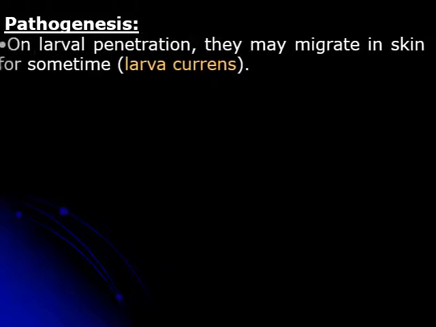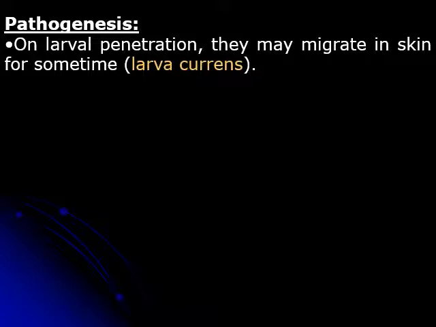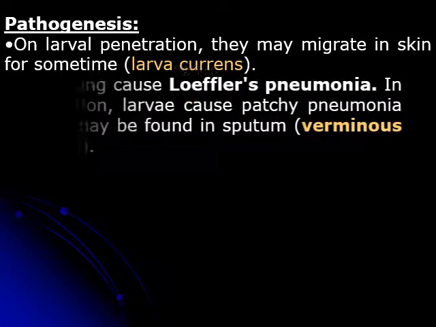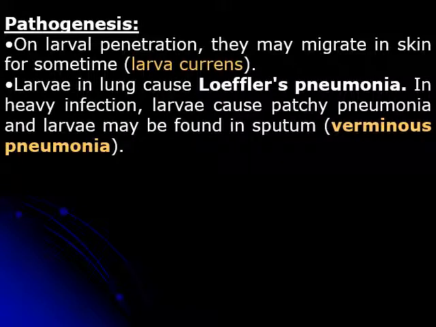Pathogenesis of strongyloides. On larval penetration, they may migrate in the skin for some time, what we call larva currens. Larva currens can occur in the skin of the feet, in the skin of the buttocks, in the skin where the patient gets in contact with the mud. Larvae in the lung cause Loeffler's pneumonia, which is prominent especially if there is repeated infection or internal auto-infection.